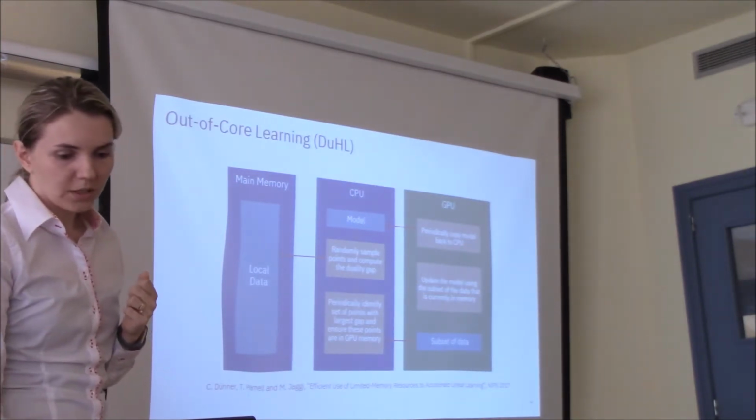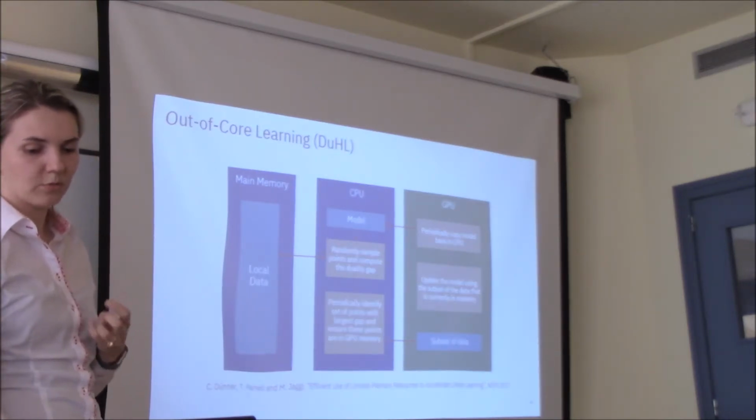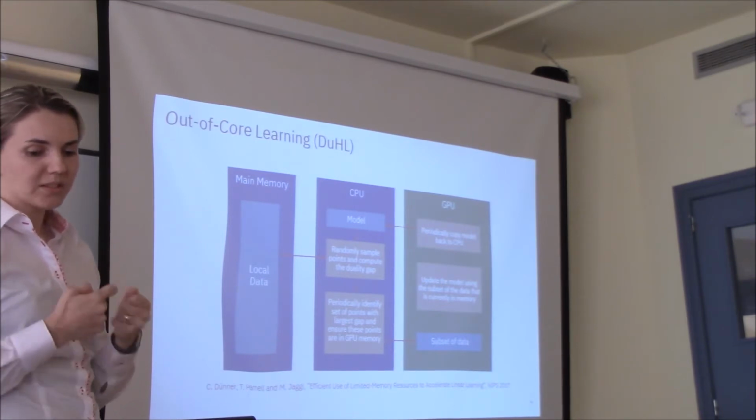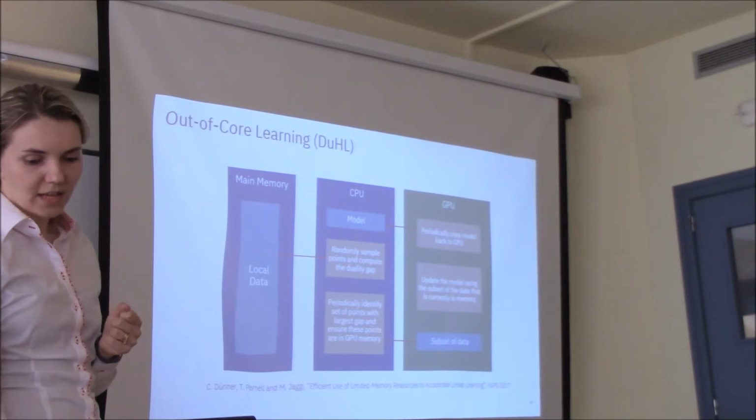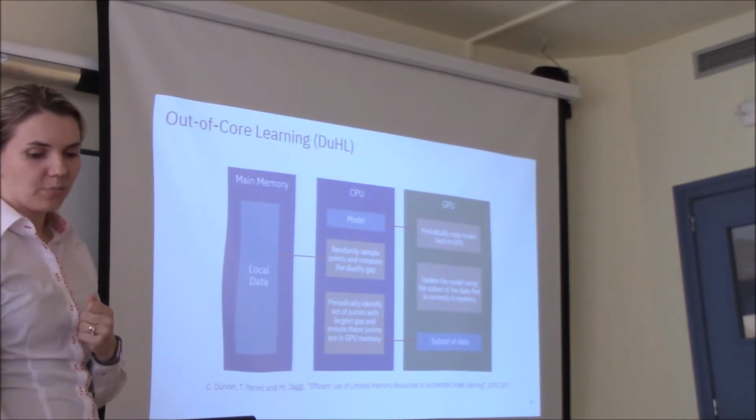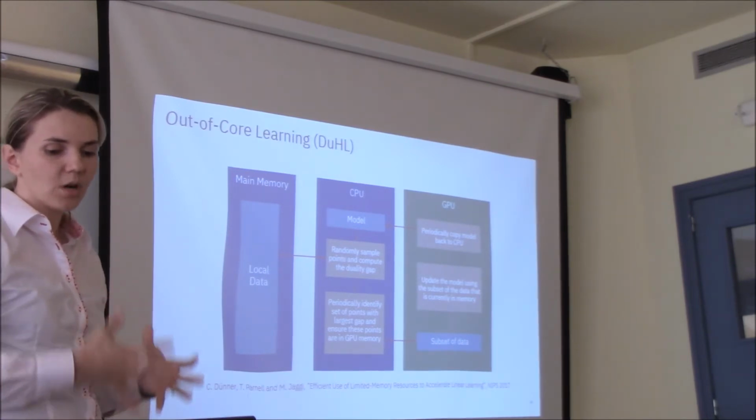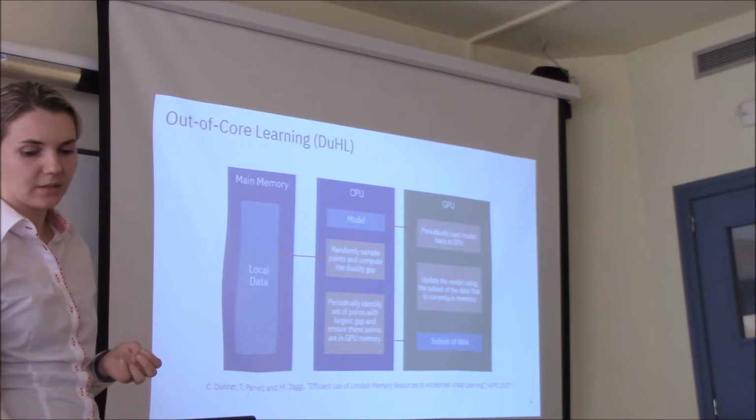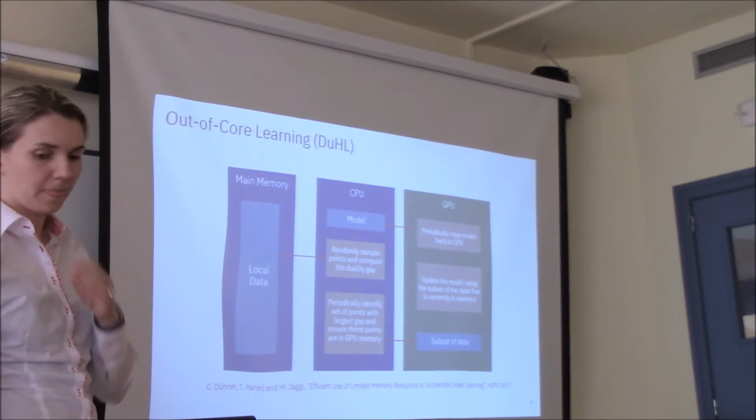So how it works: you have in your main memory the local data, you have in the CPU the latest model, then you sample the points and compute the duality gap, and then you send to the GPU on a regular basis only the most relevant data points. And you update the data that resides in the GPU memory.